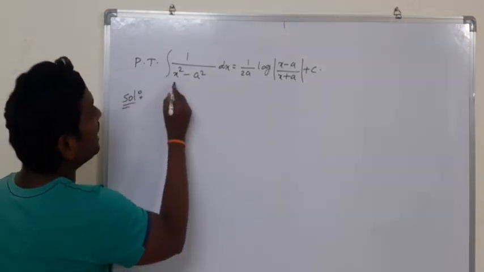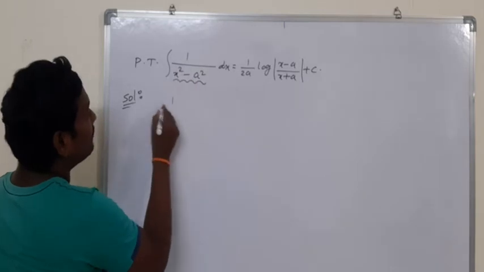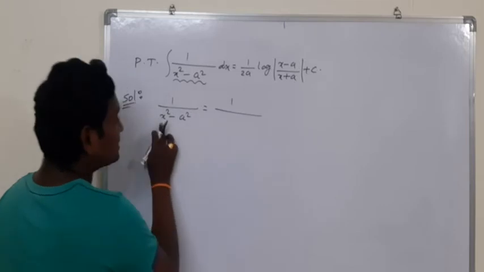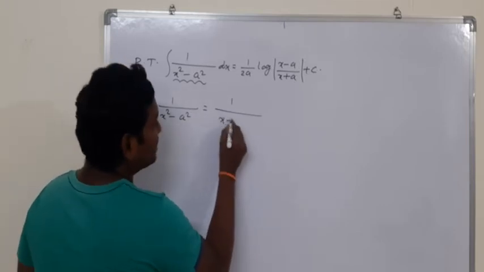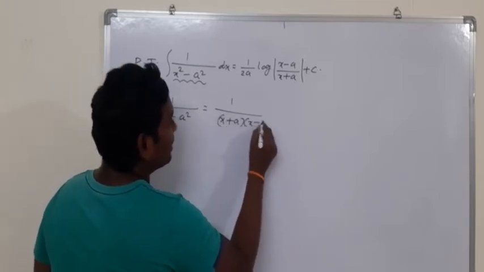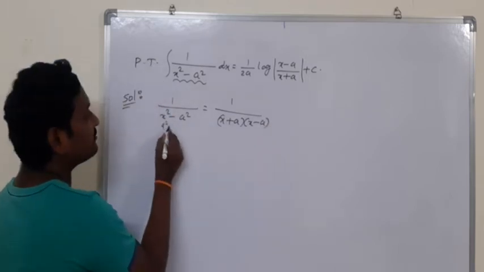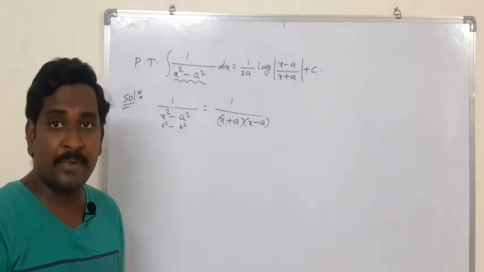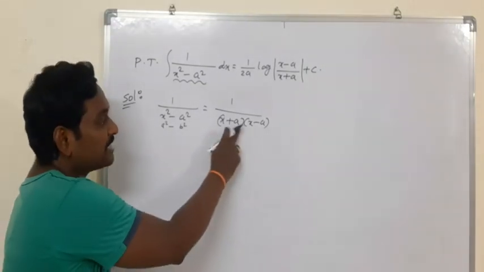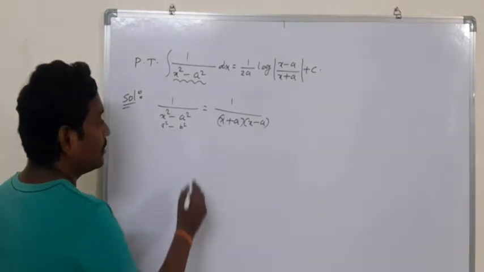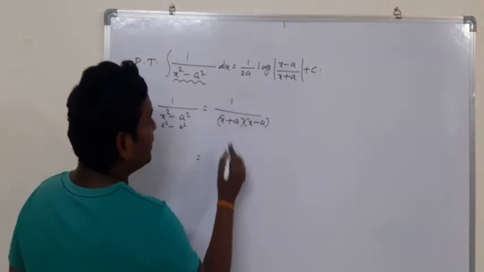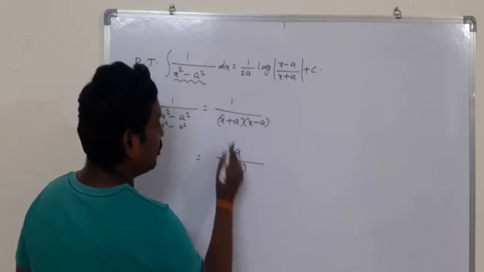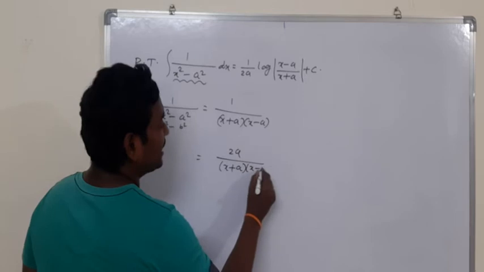First, consider the inside function, which is 1 by x square minus a square. It can be written as x plus a into x minus a, because it is in the form of a square minus b square. What is the formula for a square minus b square? a plus b into a minus b. That's why the denominator becomes x plus a into x minus a. Now multiply the numerator with 2a and divide with 2a. So it becomes 2a whole by x plus a into x minus a.